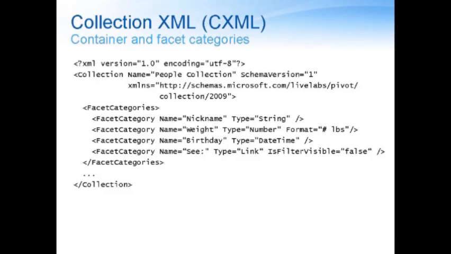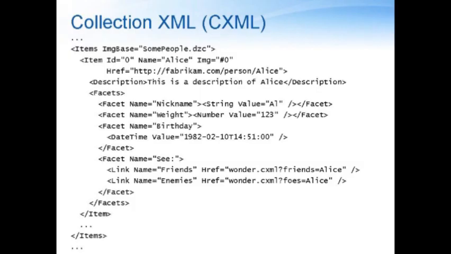Going into the next section of the CXML, at the top is the Items tag and with the ImageBase that refers to the DZC, the deep zoom collection file that describes the images. We have an item of ID 0. The name of this item is Alice. That gets displayed within the info pane. And the image number #0 that refers to the image data in the deep zoom collection file.